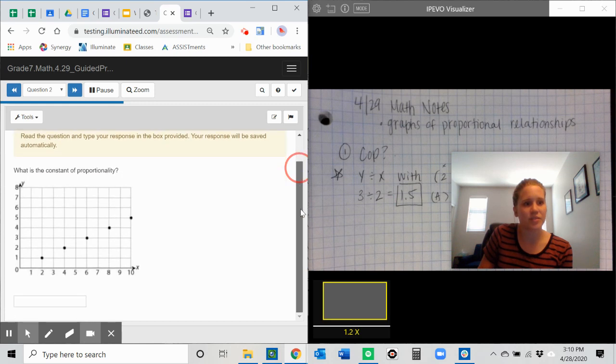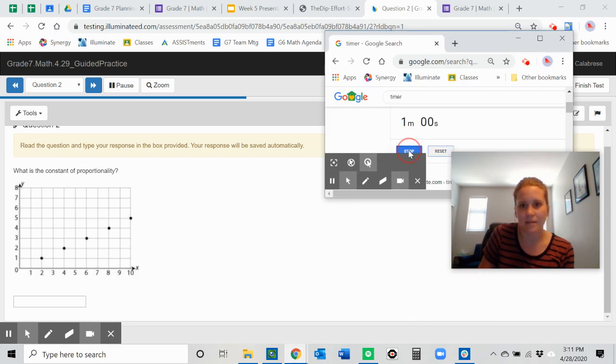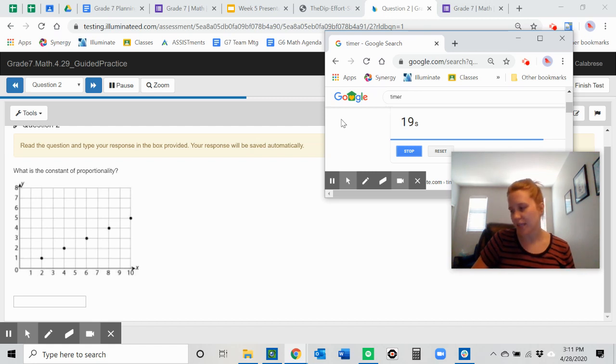All right, similar question. Question 2 says, what is the constant of proportionality? You have 1 minute. I can't wait to see your work. Go. Start with one of these ordered pairs, label it x, y, and then see if you can find the constant of proportionality.